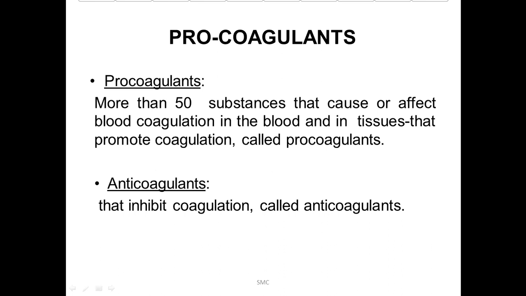Today our topic of discussion is blood coagulation. So first of all, procoagulants. More than 50 substances that cause or affect blood coagulation in the blood and in tissues that promote coagulation are called procoagulants. And substances that inhibit coagulation are called anticoagulants.